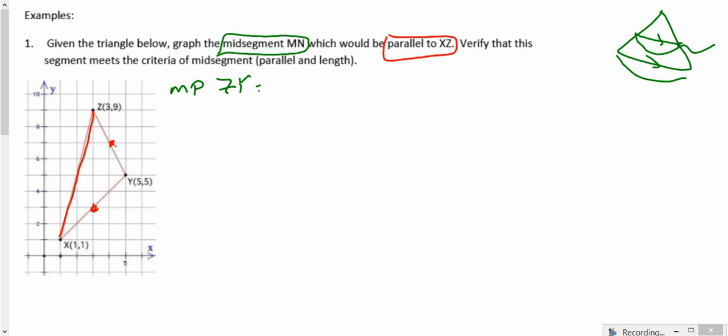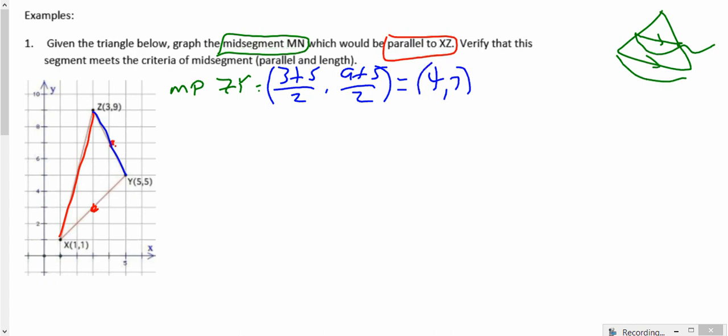So here's the formula. On the other page it was the sum of the two x's. Again, we are focusing on this segment, ZY. I take the x of the Z, add it to the x of the Y, and divide by 2. Then I take the y of the Z, or the first point, add it to the y of the other point, and divide by 2. This is going to give me a coordinate, and we will get 4, 7.